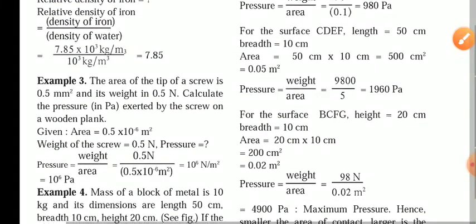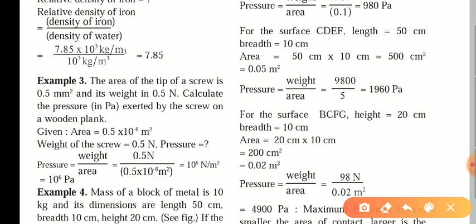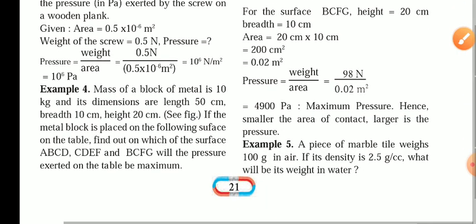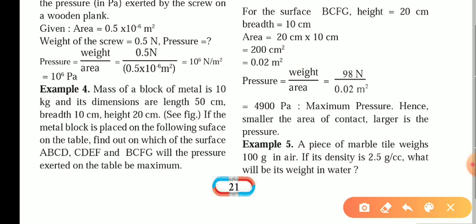Same way for the other surface, if you want to calculate it, CDEF, length is 50 centimeter, breadth is 10 centimeter. So pressure formula that we know, 98 upon 0.05, and that gives us 1960 Pascal. Same way about the BCFG.